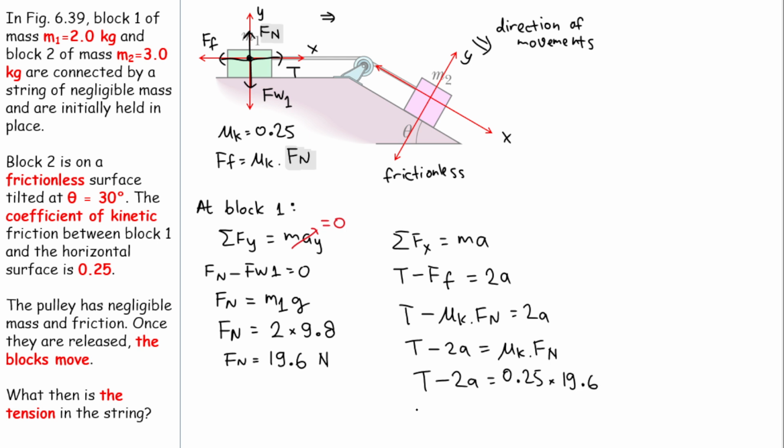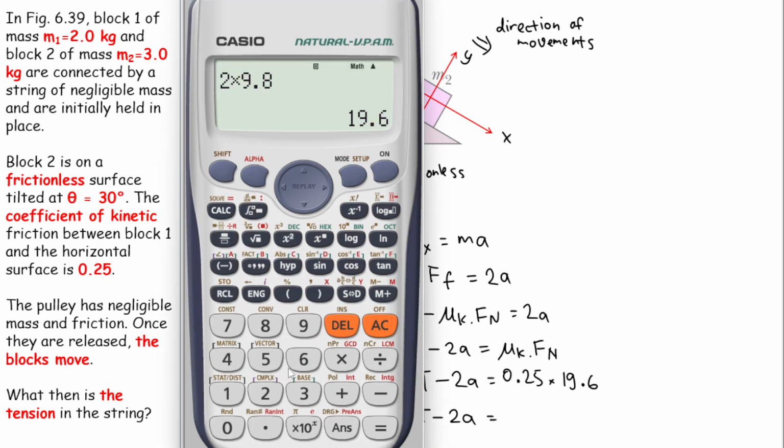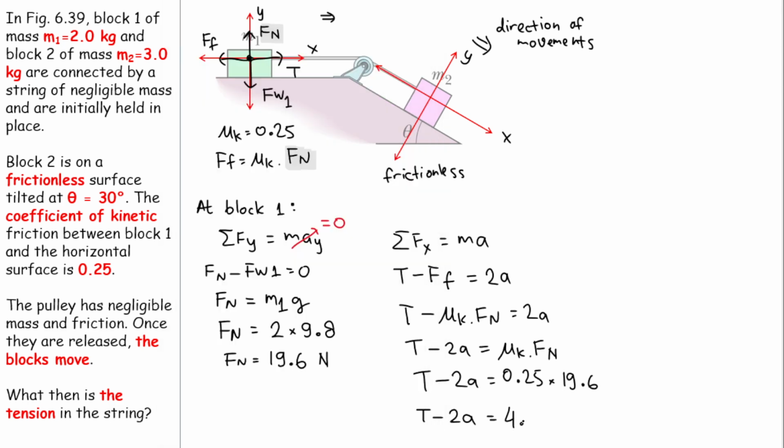19.6. And so we will have T minus 2a is equal to this number here, which is 0.25 times 19.6. Okay, I will have 4.9. And I think there is nothing more that we can do from here. Let's save this as equation number 1.